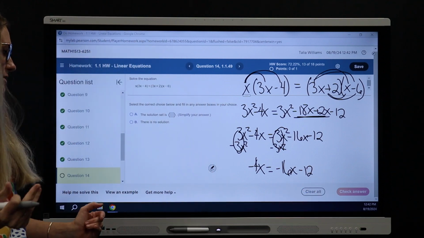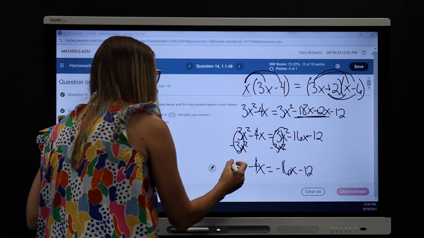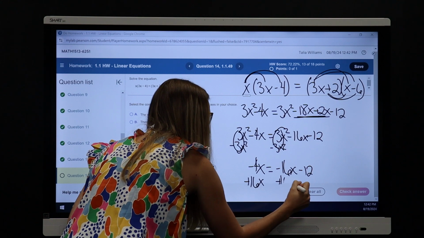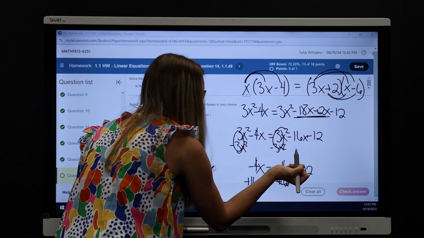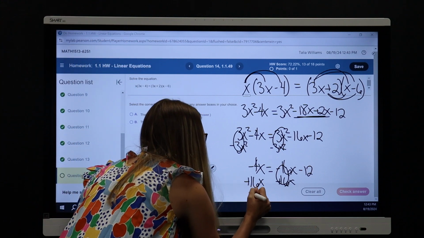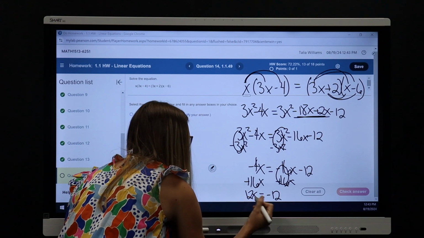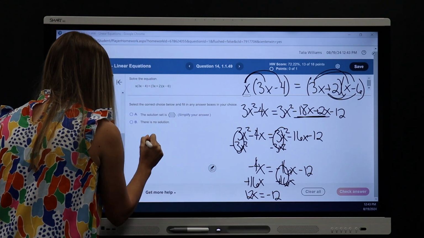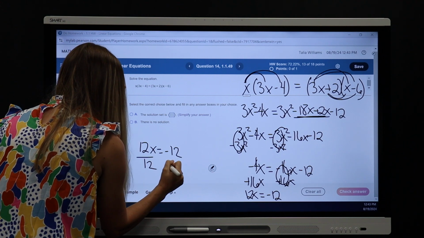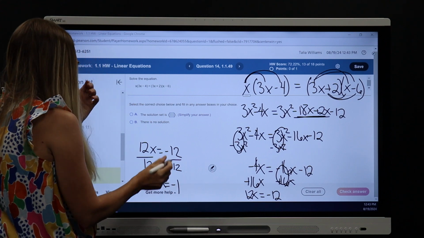So I'm going to move both of those to the same side. Negative 16 is smaller than negative 4. I'm moving it over here. And the opposite of a negative is a positive, so that makes it 0 here. 16x subtract 4x is going to be 12x equals negative 12. When we divide by 12, we're going to have x equals negative 1.